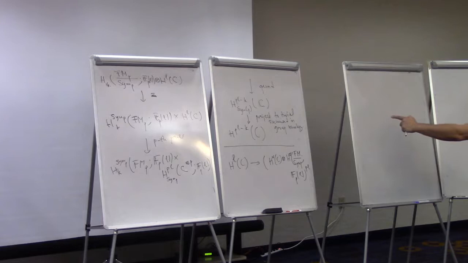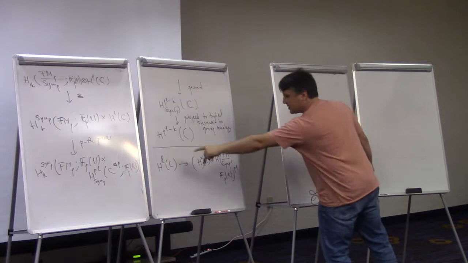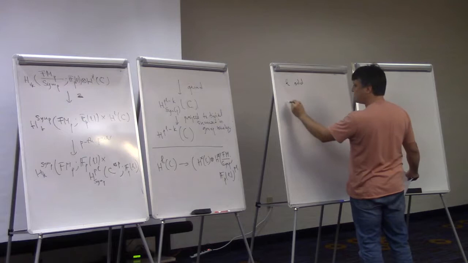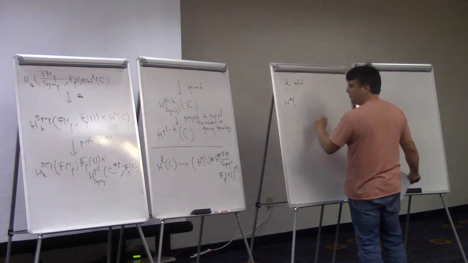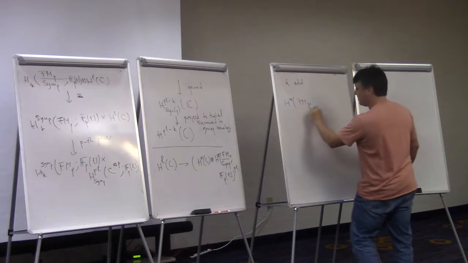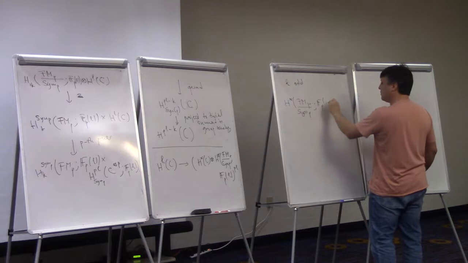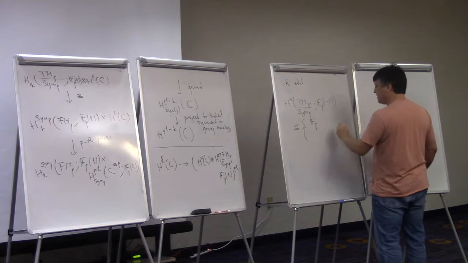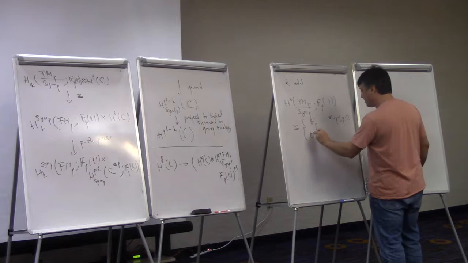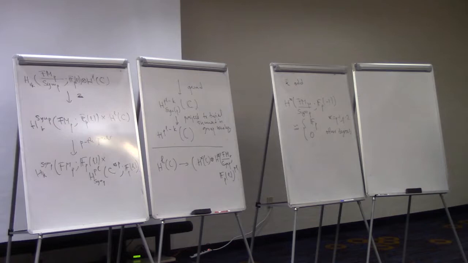So it depends on this one here. I'm interested in odd degree operations, so L is odd. What happens is the cohomology of the Fulton-MacPherson space with P points, divided by Sym_P, with coefficients in F_P minus 1, is F_P in degrees p minus 1 and p minus 2, and 0 in other degrees. So there's very little here.